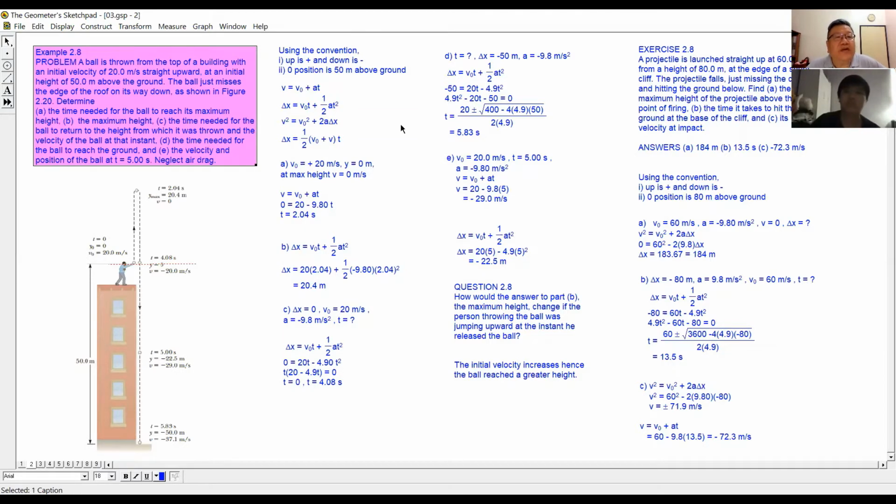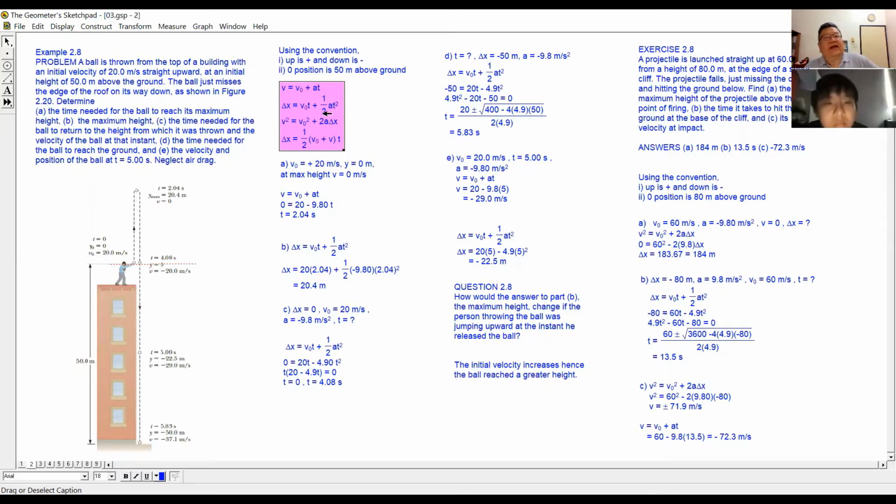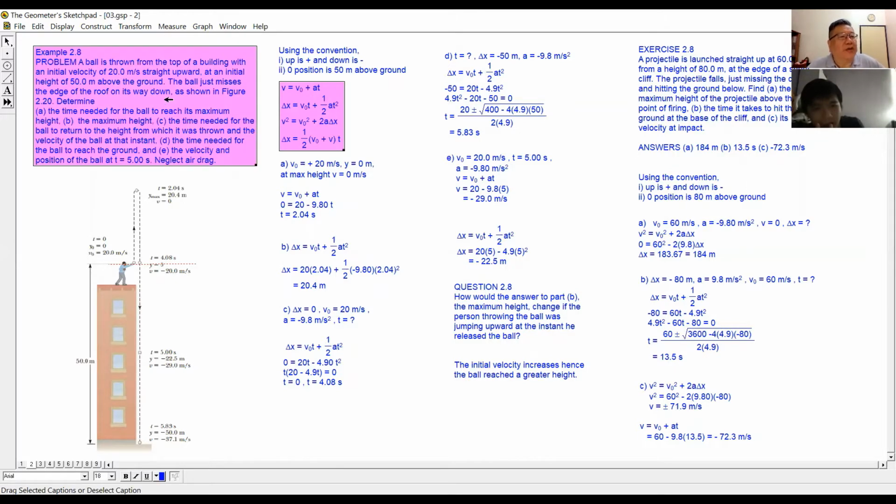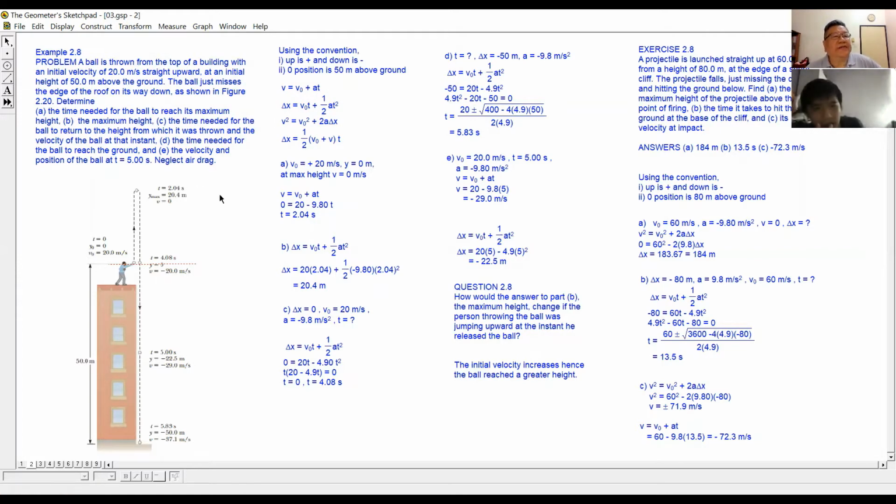The equations of motion we have seen in the last topic are these: v equals v naught plus at, delta x equals v naught t plus half a t squared, v squared equals v naught squared plus 2a delta x. We are going to apply these equations of motion to this problem, where the ball is thrown from a building.